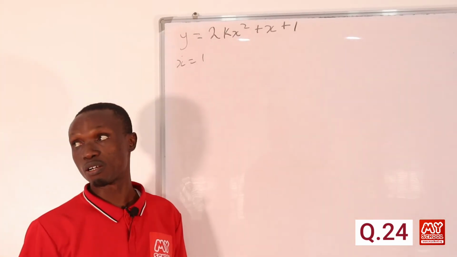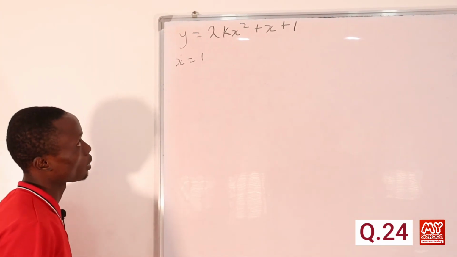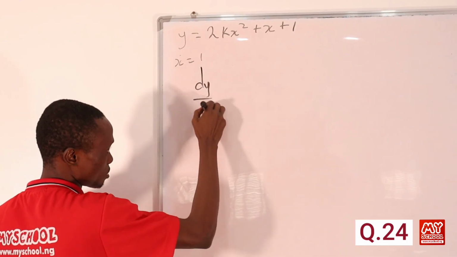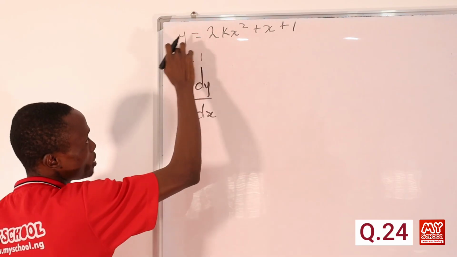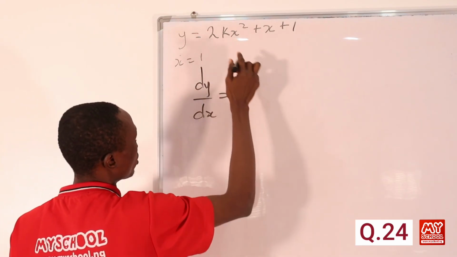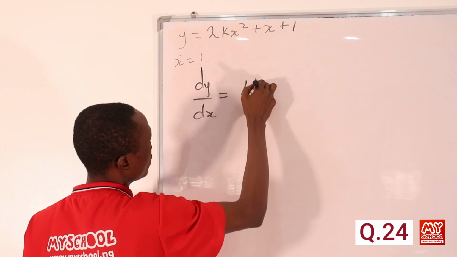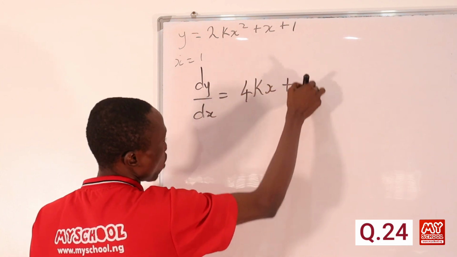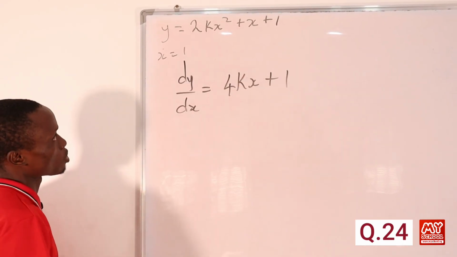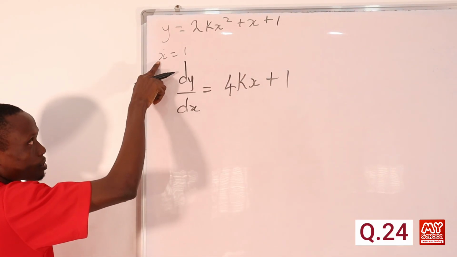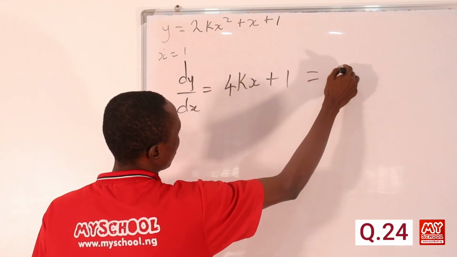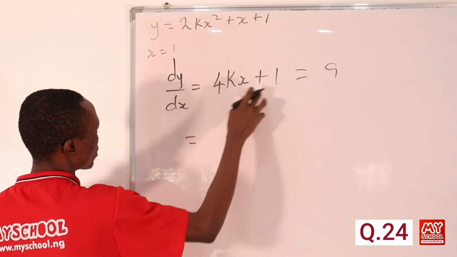The word gradient of the curve is the same thing as dy/dx. So dy/dx of this expression will be equal to 4kx plus 1, because when you differentiate a constant, it equals 0. But we are told that at that point, x equals 1 and the gradient equals 9. So let's substitute 1 here.